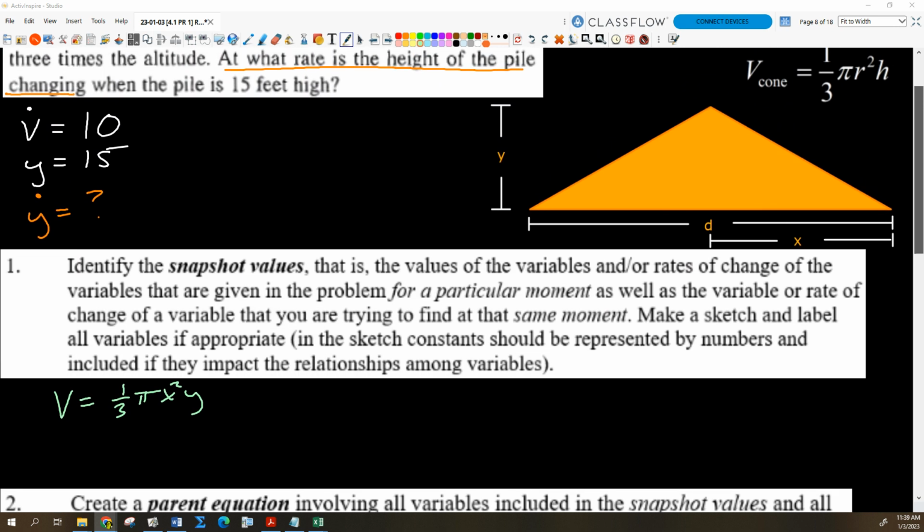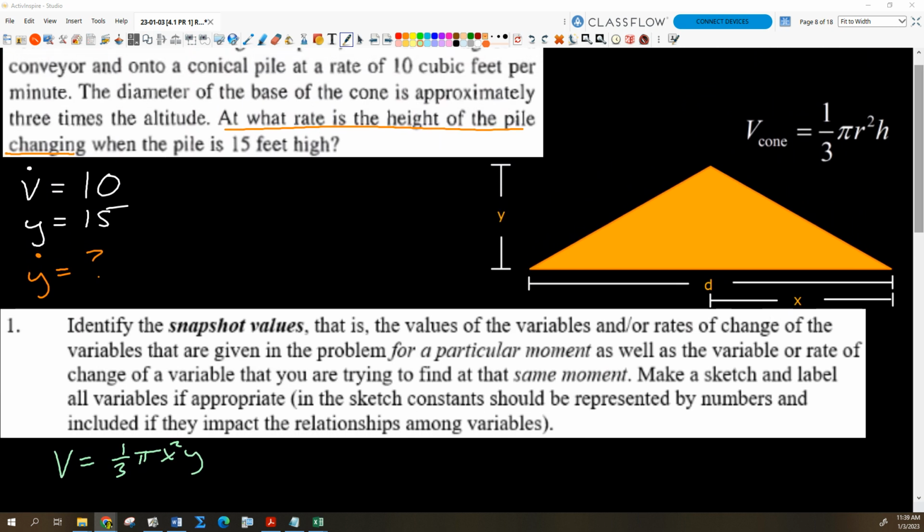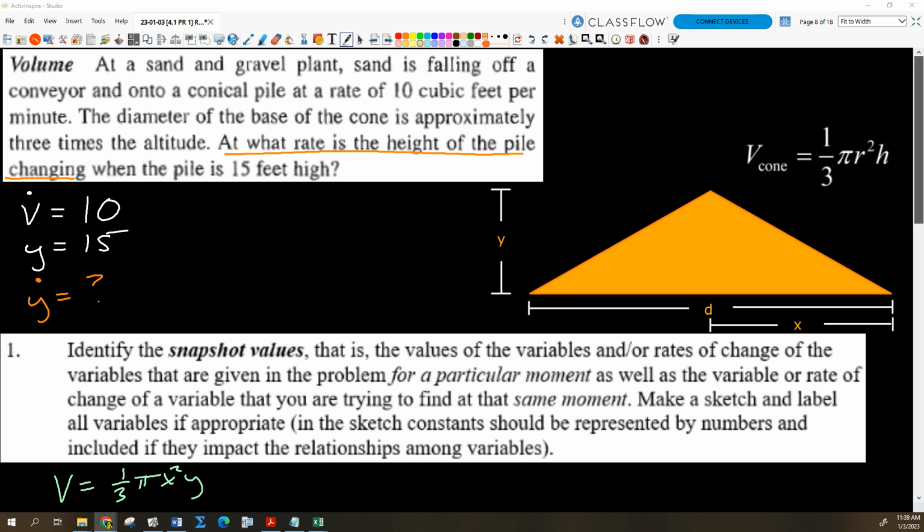Okay, well let's go back and let's talk through this again. You guys ask me questions when we're going through this. If something's not making sense, stop me and we'll talk more about it. First step, identify snapshot values. Well, those are the things that are given to us. How are we doing on that? Okay, the hang up comes with the parent equation. Does that make sense?